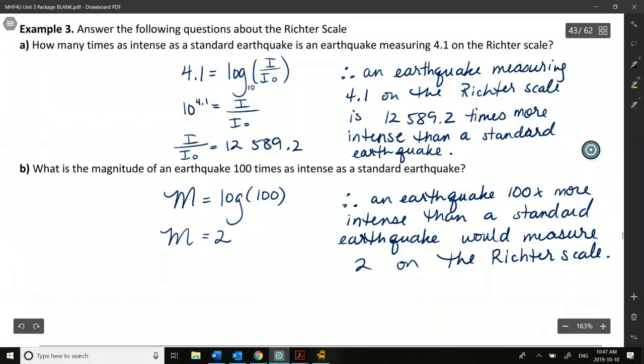Okay, as you go up with magnitudes, so magnitude 2 versus magnitude 3 versus 4, each level is 10 times more intense than the previous level of earthquakes. So something with magnitude 3 is 1,000 times more intense than your standard low-level earthquake.